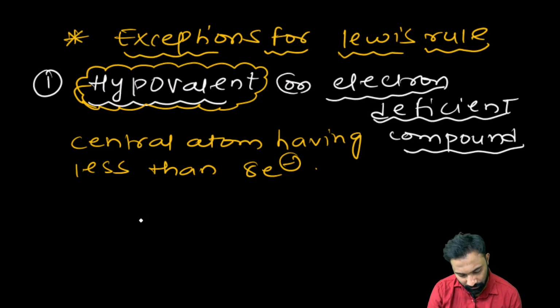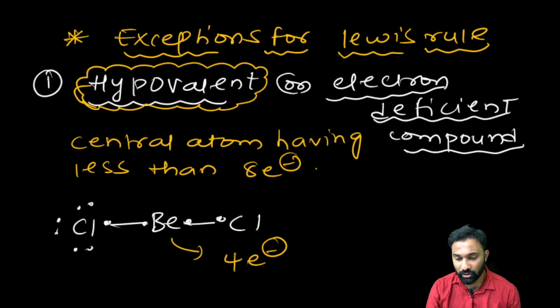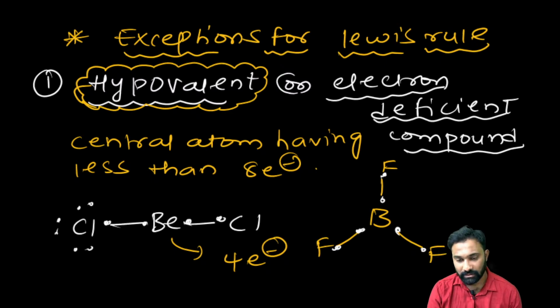Now what are examples? If you take BeCl2, you can see that beryllium has formed 2 bonds. Now the beryllium has only 4 electrons. But even though it has 4 electrons on the central atom, it is stable. Clear? Next one, BF3. If you take BF3, the boron has 3 bonds. One bond contains 2 electrons. So it has a total of 6 electrons, which is less than 8 electrons, right?